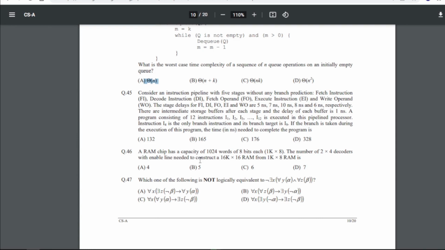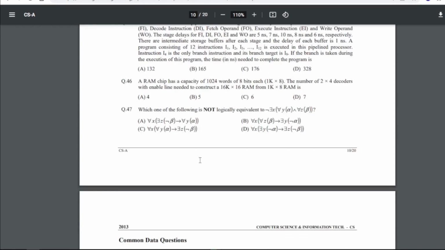Now 45 is: consider an instruction pipeline with 5 stages without any branch prediction. Fetch instruction Fi, decode instruction Di, fetch operand Fo, execute instruction Ei, and write operand Wo. The stage delays for Fi, Di, Fo, Ei, and Wo are 5 nanoseconds, 7 nanoseconds, 10, 8, 6 respectively. There are intermediate storage buffers after each stage, and the delay of the buffer is 1 nanosecond. A program consisting of 12 instructions I1, I2, I3 up to I12 is executed in this pipeline processor. Instruction I4 is the only branch instruction and its branch target is I9. If the branch is taken during the execution of the program, the time in nanoseconds needed to complete the program is what? So here for 45 our answer will be B, that is 165.